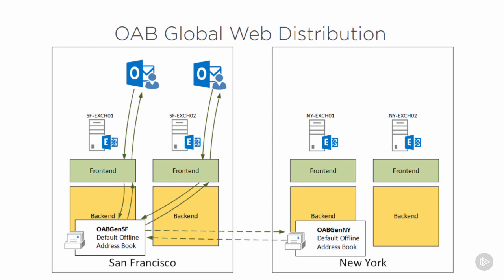And because global web distribution is enabled, that OAB generation mailbox is able to participate in distribution of the offline address book files for New York, even though it doesn't participate in generation of those files. The way it works is the first time it gets a request for an offline address book that it's not responsible for, it will reach out across the network to the New York OAB Gen mailbox, download the files, and the next time the client makes the request, they'll be available locally in San Francisco, which is a much more optimal experience of having the OAB Gen mailbox fetch the files once and then serve them up to multiple clients, rather than have multiple clients connecting across the WAN and downloading the files individually.